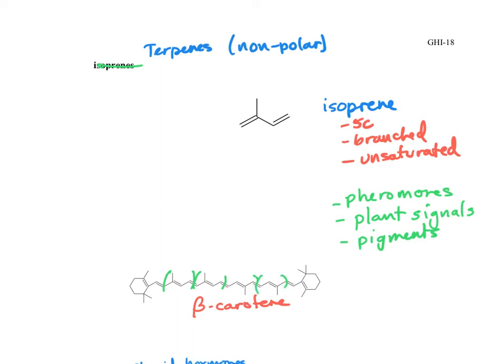And sometimes they get modified. We make them into rings. We take away some double bonds or add some double bonds. You just get a tremendous variety of compounds. One other function that they have is to be vitamins, lipid-soluble vitamins. Let's make a note of that.